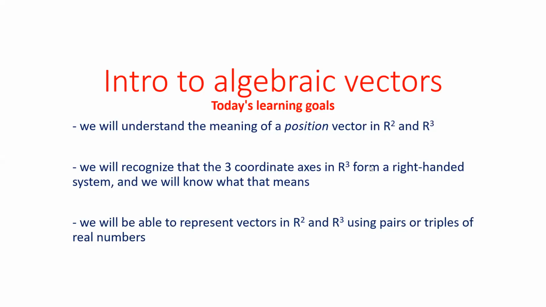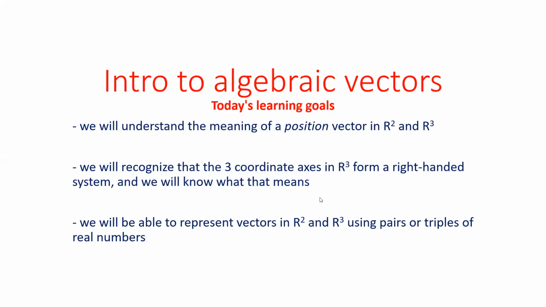But because the world is not just two-dimensional, none of us lives in a two-dimensional world, we're going to have to deal with a three-dimensional world as well. So we're going to be looking at position vectors in what is called R2, which is two-dimensional, kind of what you're accustomed to, but also looking at vectors in R3, which is three-dimensional. We're going to recognize that the three coordinates in R3 form what we call a right-handed system, and we're going to understand what that means. I'm going to represent vectors in R2 and R3 using pairs or triples of real numbers. All right, so that's the gist of what we're going to be looking at today.